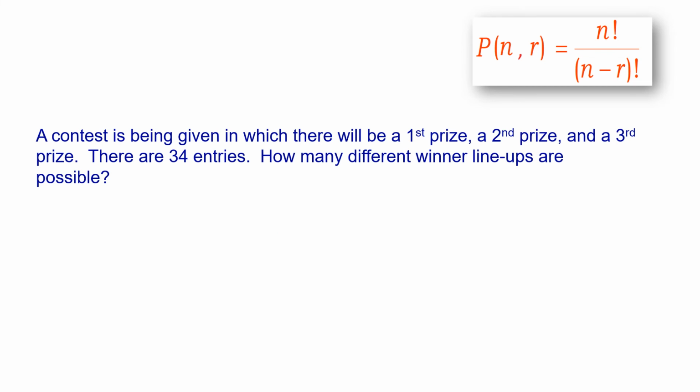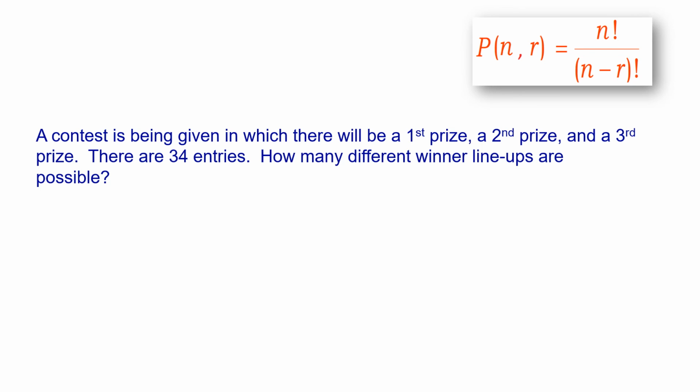Here's another example that we might not see as a permutation at first, but then you'll realize that's what it comes down to. A contest is being given in which there will be a first prize, a second prize, and a third prize. There are 34 entries. How many different winner lineups are possible?